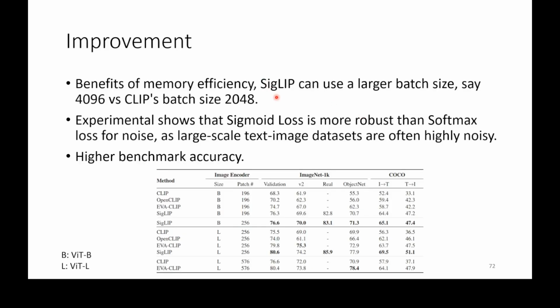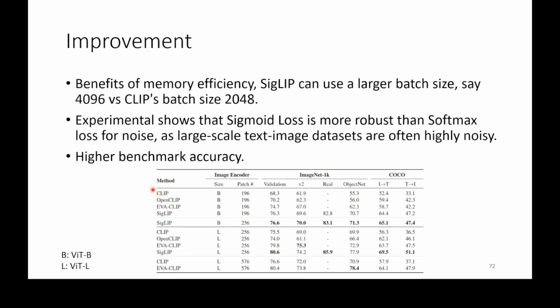First, for the same setup, if you use CLIP softmax loss, your batch size can be as large as 2K. But if you use SigLIP, you can use a larger batch size. It will be 4K, 2 times larger. Okay, and also sigmoid loss is more robust than softmax for noise, and usually large text image data sets are highly noisy. So the sigmoid loss can generate a higher benchmark accuracy.